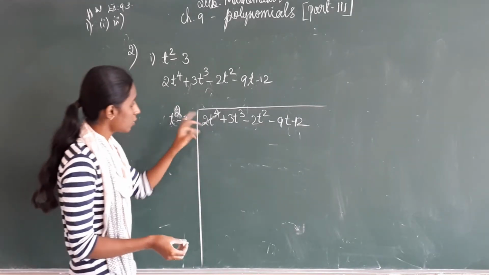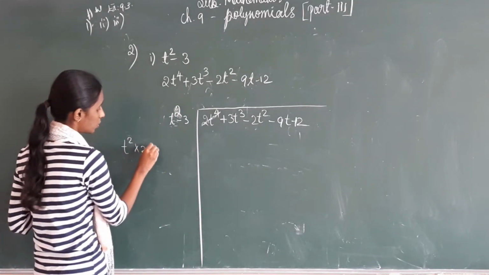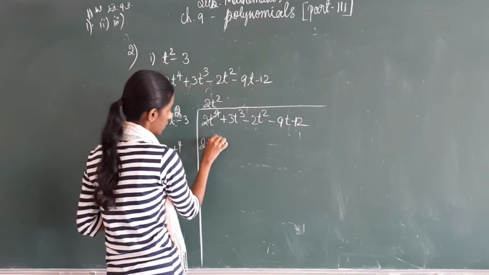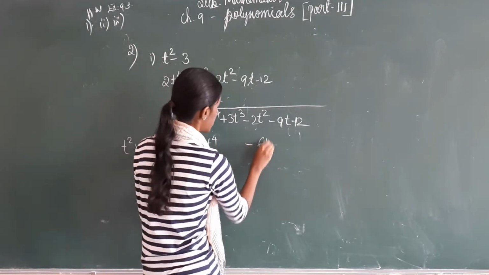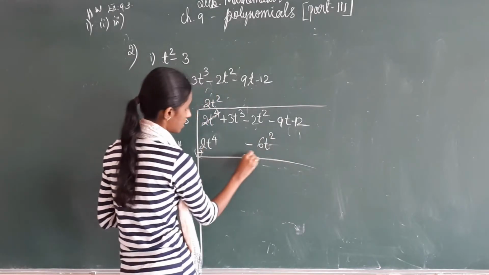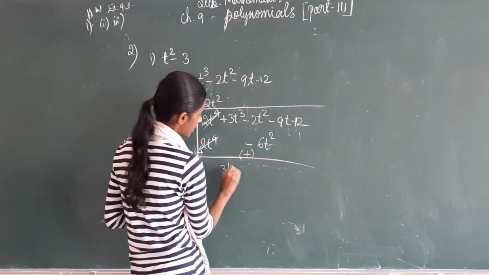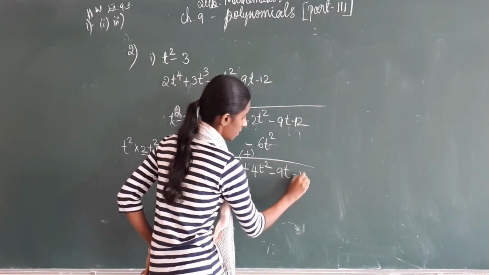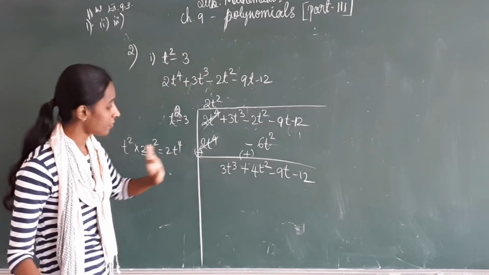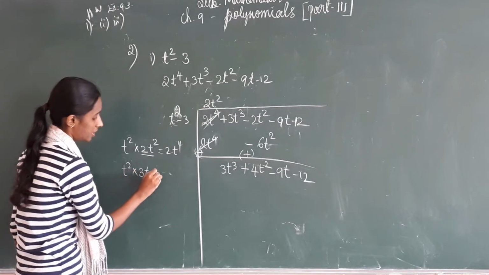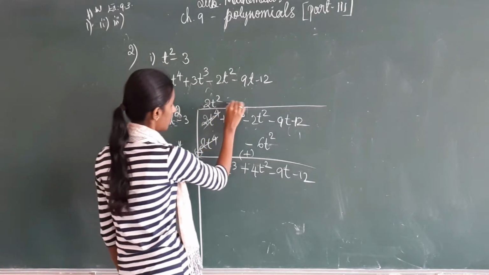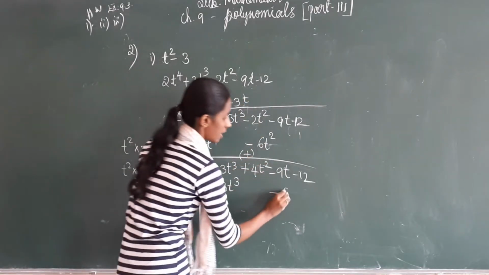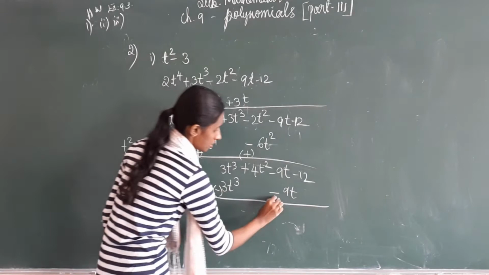So t square into how much will give you t power 4? t square into 2t square is 2t power 4, isn't it? And minus 3 into 2 is minus 6t square. Changing the signs, it gets cancelled. Plus 3t cube as it is. So plus 6 minus 2 is plus 4t square, and minus 9t minus 12. Now t square into what will give you 3t cube? t square into 3t is 3t cube, and minus into plus is minus, 3 into 3 is 9t.